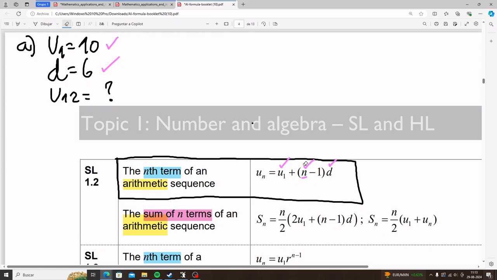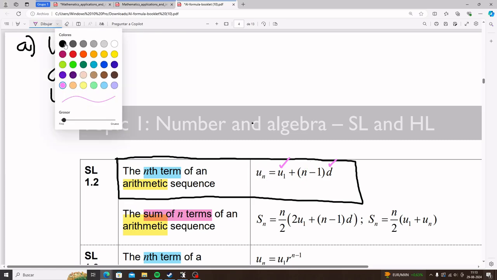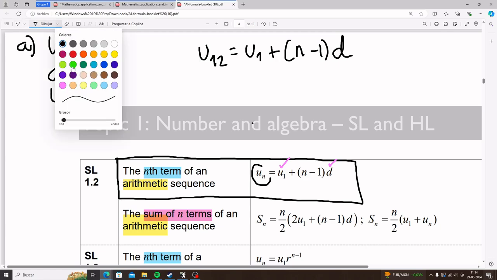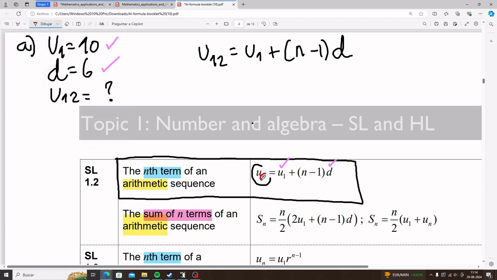Point is, because you're looking for U12, technically in this formula, you would be plugging U12 right here. I mean, we can all agree with that. So if you go ahead and plug in U12 right here, U1 plus parentheses n minus 1 times d, well, notice this n that I'm putting now in red is the same n that's right there. It's literally the same n.